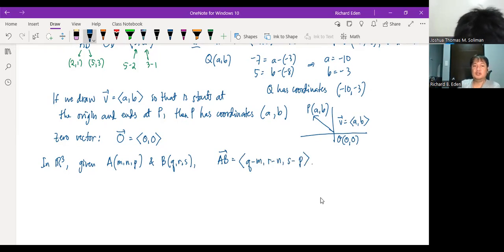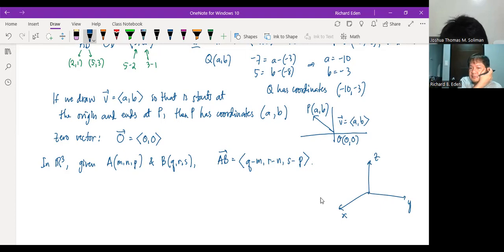In R4, or higher dimensional space, where points have not just, wait, hold on. I may be making certain assumptions here. Have you encountered three-dimensional space where you have your x-axis, y-axis, and z-axis before? Have you encountered that, Joshua? Opo. Yes or no? Yes po. All right, all right. So points with three coordinates is not totally alien to you. So you've seen this before.